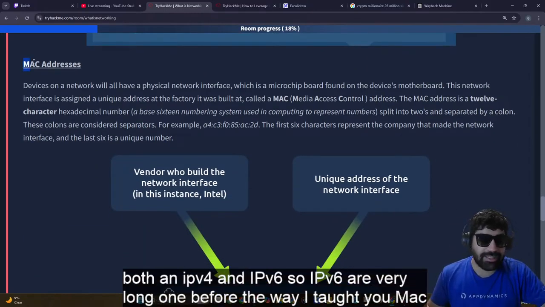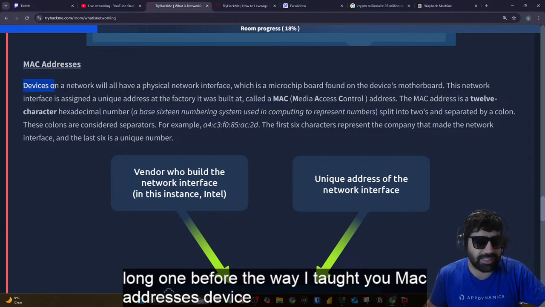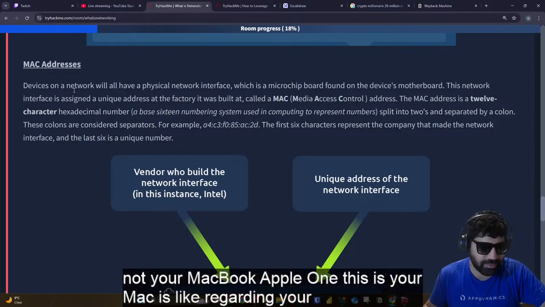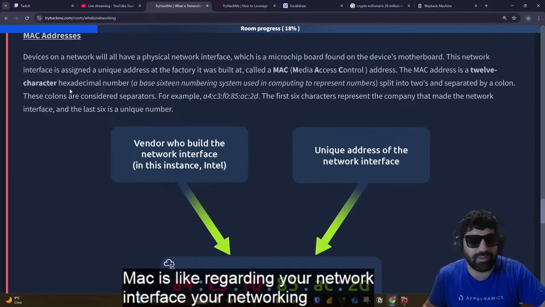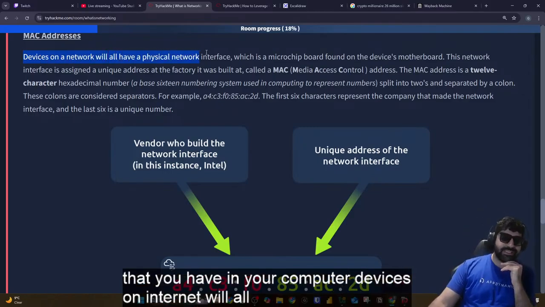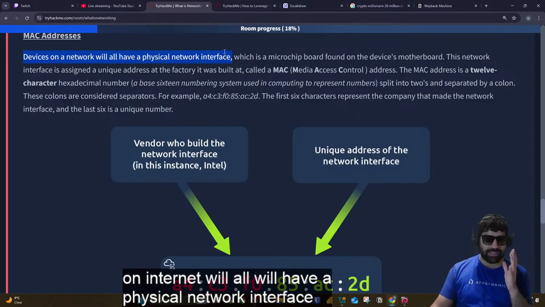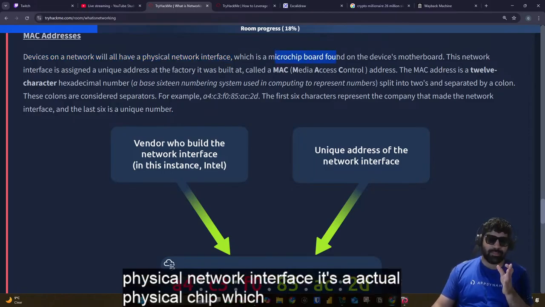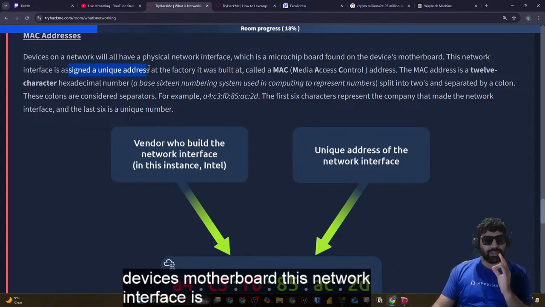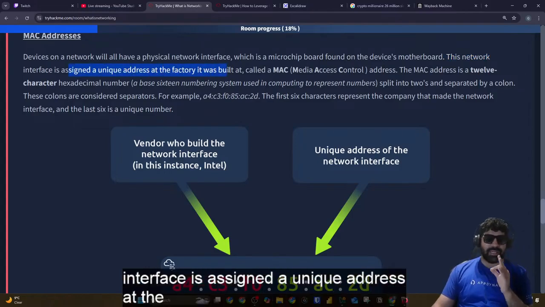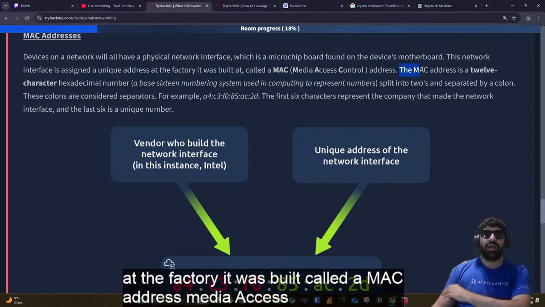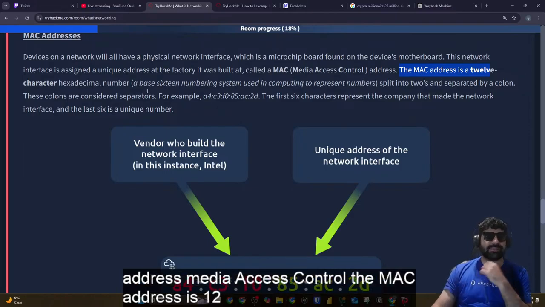MAC addresses. This is not your MacBook, the Apple one. This MAC is regarding your network interface, the networking chip that you have in your computer. Devices on the internet will have a physical network interface. It's an actual physical chip, a microchip board found on the device's motherboard. This network interface is assigned a unique address at the factory where it was built, called a MAC address, media access control. The MAC address is 12 character hexadecimal.